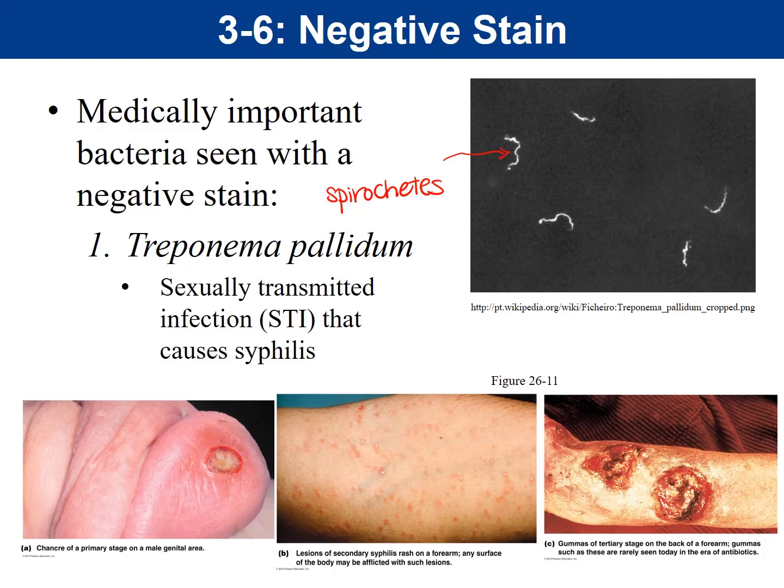That's a spirochete. And if you do a spirochete using a simple stain, the heat fix step might affect the shape or the morphology. And so instead, it's best to visualize a spirochete using a negative stain because the negative stain lacks that heat fix step. So an example of a bacteria seen with a negative stain would be Treponema pallidum. Treponema pallidum is the organism that causes the sexually transmitted infection, or STI, syphilis.